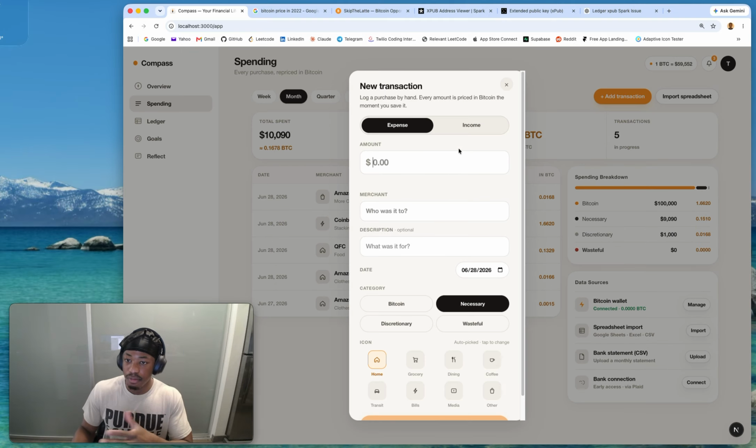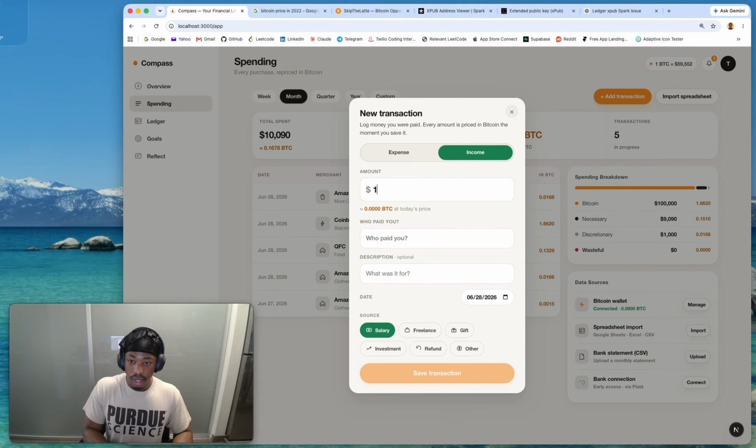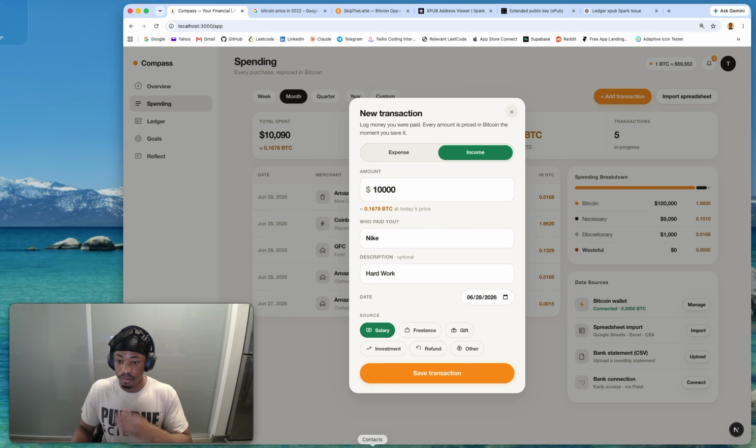You can also put your income price in Bitcoin here too. So let's just say I made, and this is where it's really going to play a factor, people actually seeing how much money they should allocate towards Bitcoin from their direct deposits or whatever the case may be. Let's say I made, I don't know, $10,000 this month. Let's just say I work at Nike, for example. This was hard work. It's my salary.